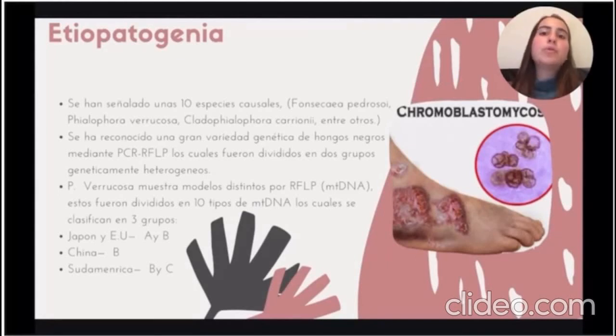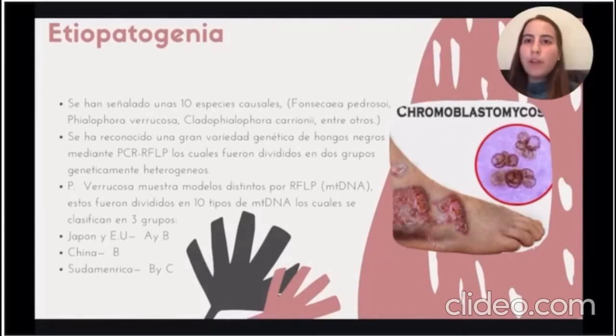And P. verrucosa shows different models of mitochondrial DNA. The models have been divided into 10 types of mitochondrial DNA and are located in 3 groups. The strains from Japan and the United States are in groups A and B, the one in China is in group B, and those in South America are in groups B and C.